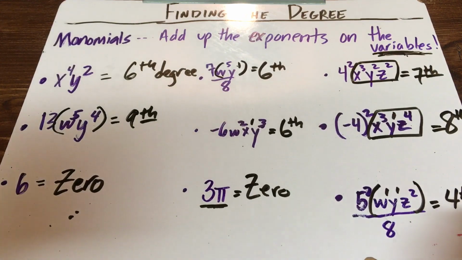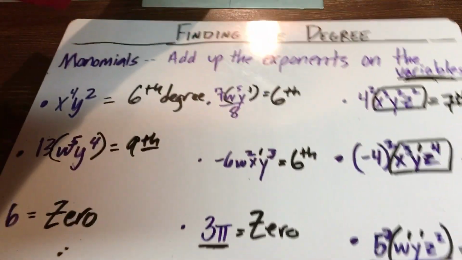Okay, so that's how you find the degree of a monomial when there's only one term. Pretty simple, right? Most people are like, oh yeah, I can do that. Okay, now what if it's not a monomial though? Let me switch my board. I'm going to switch it out for this one.